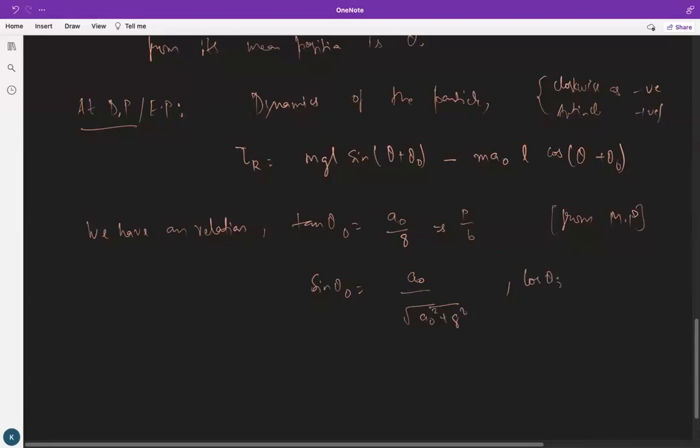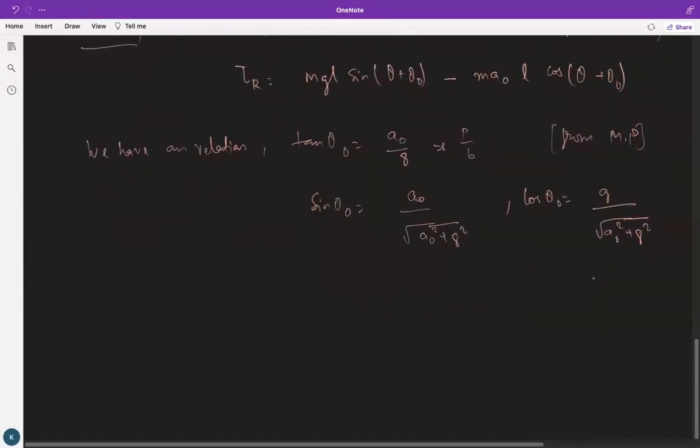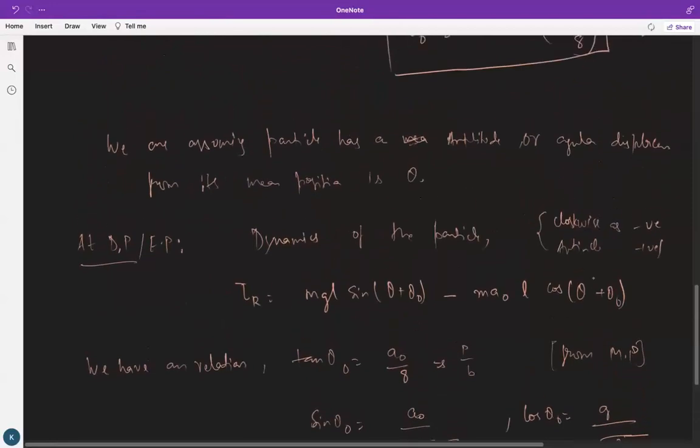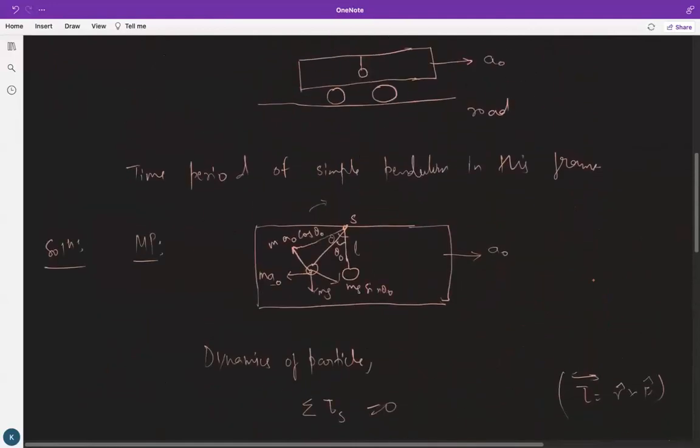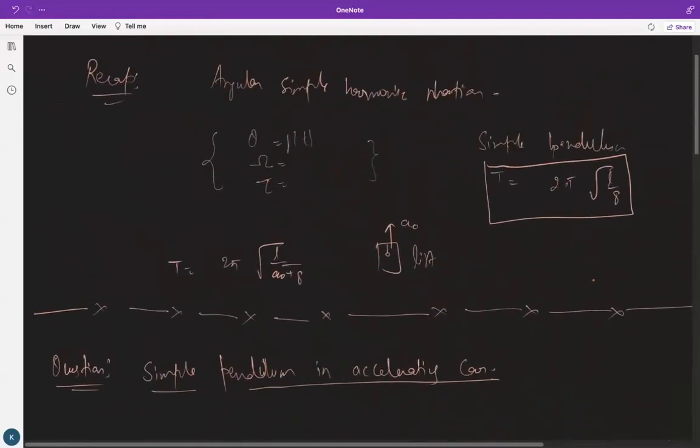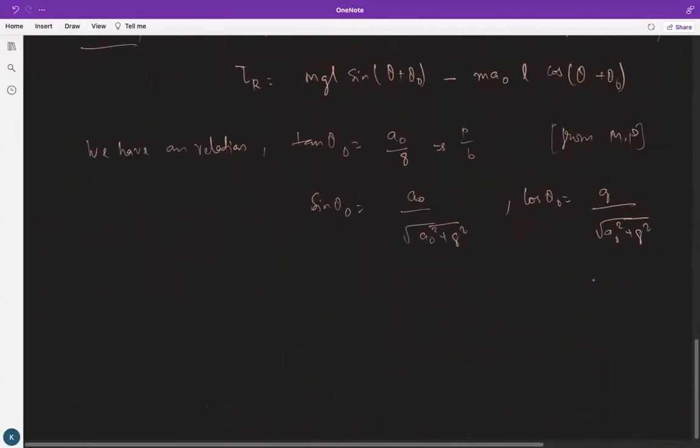Similarly, cos theta naught is equal to g by root under a naught square plus g square, right? Now we have to use one approximation. Why? Because we are dealing with simple angular harmonic motion, not general oscillation motion, in which the net torque is a linear function of the angular displacement. So, as in the previous class, we have to use an approximation here, which is theta tending to 0.